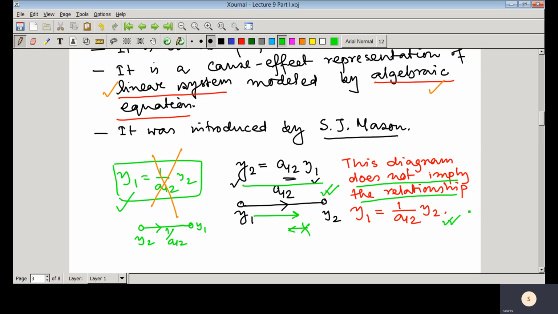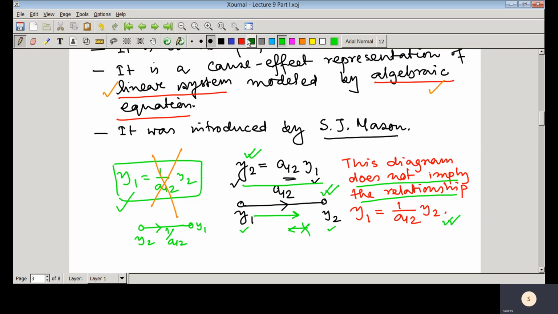So the signal flow graph actually represents that y2 equal to a12 into y1, the signal is flowing only from y1 to y2, and the gain is a12. That means only this particular algebraic equation holds corresponding to this signal flow graph, but if you divide by that gain, that relationship does not hold in this case. So it is very important.